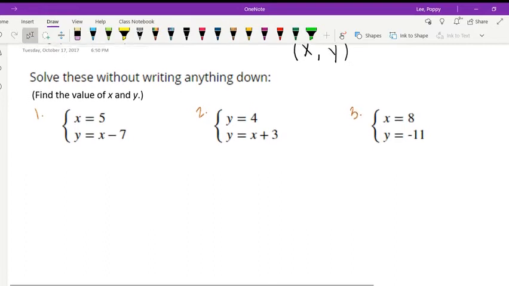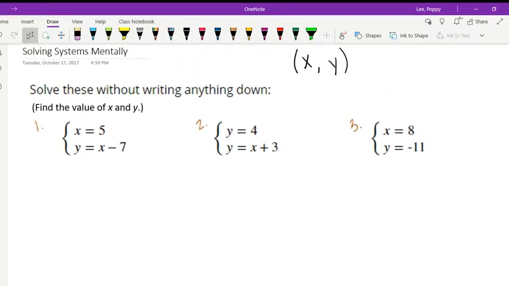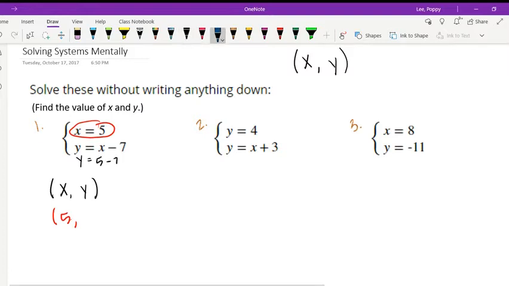So on number 1, we already have the first part of that solution in our x comma y. We already know that x is 5 because it tells it to us right there. So that's the first part. How in the world can you figure out what y is? Well, if we know what x is, in your head, you can simply say, okay, well, y equals whatever x is, which is 5, and then take away 7. So therefore, we know that the y value is -2 because 5 take away 7 is -2.